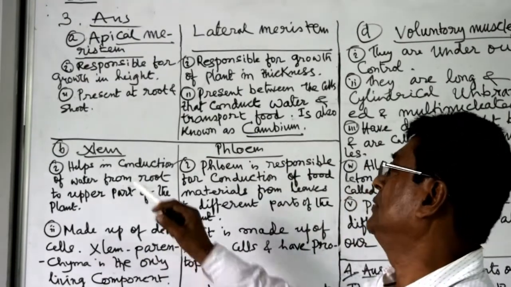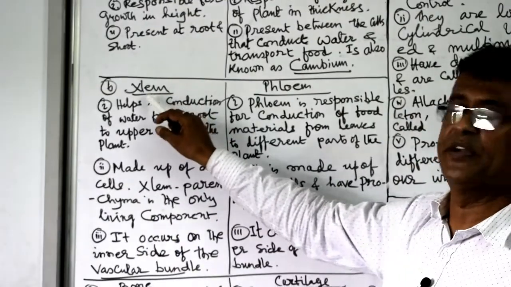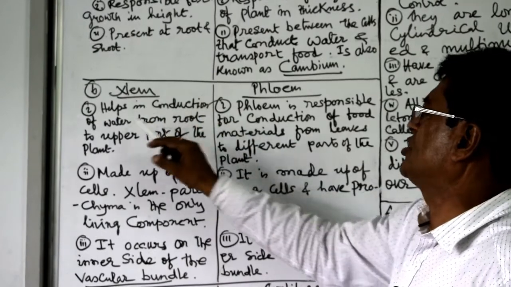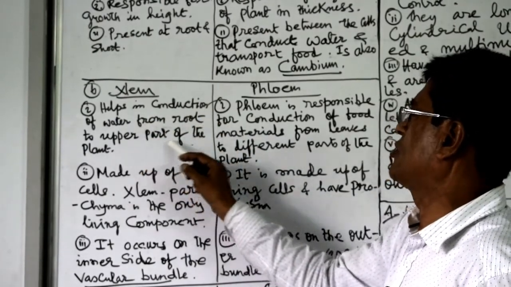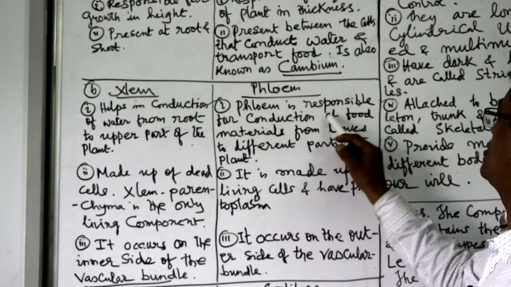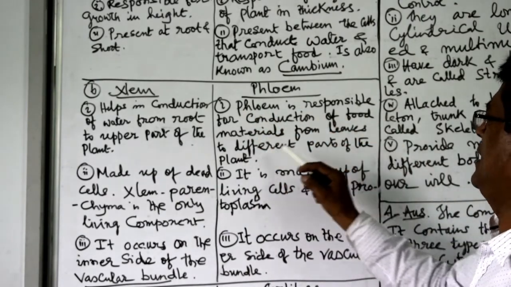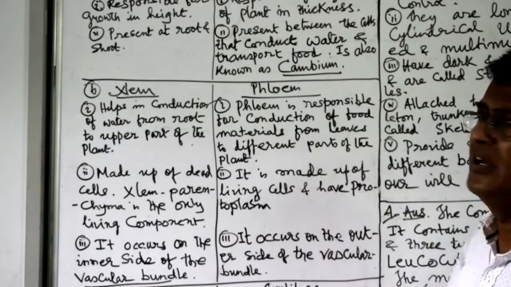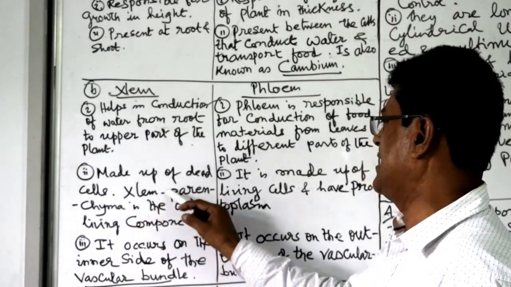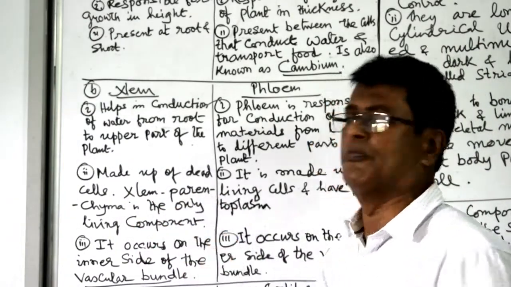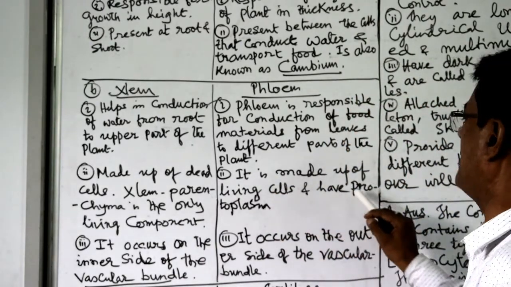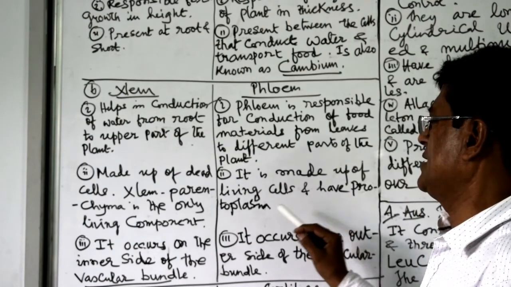Well, we have B, the comparison between the xylem and phloem. Point number 1, the xylem helps in conduction of water from root to upper part of the plant. On the other hand, the phloem is responsible for conduction of food materials from the leaves to the different parts of the plant. Point number 2, xylem is made up of dead cells. Xylem parenchyma is the only living component here. And phloem is made up of living cells and has protoplasm.